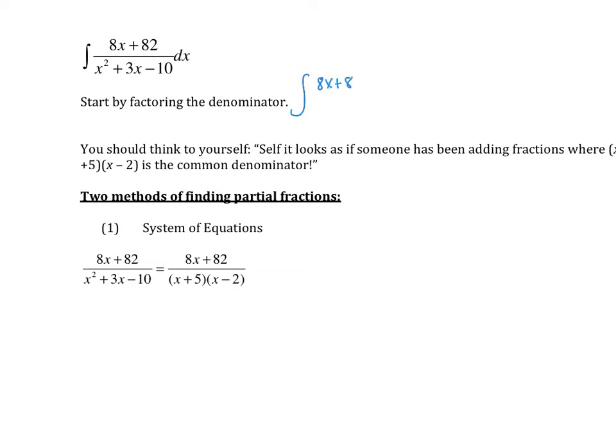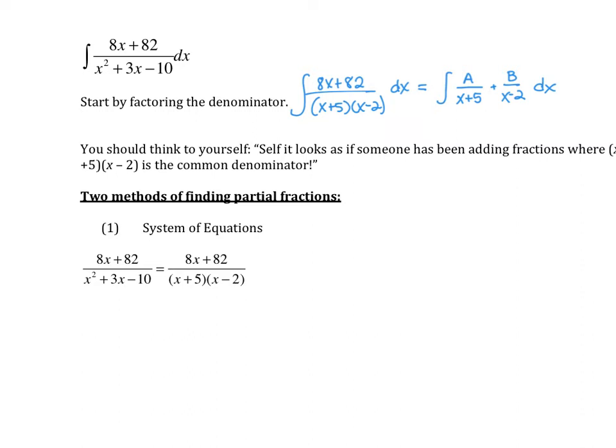So I am going to factor this denominator, and I see that this factors to be x plus 5 times x minus 2 dx. Okay? And partial fraction decomposition says that I can rewrite this fraction to be the sum of a constant divided by the linear term plus a constant divided by the other linear term, dx.